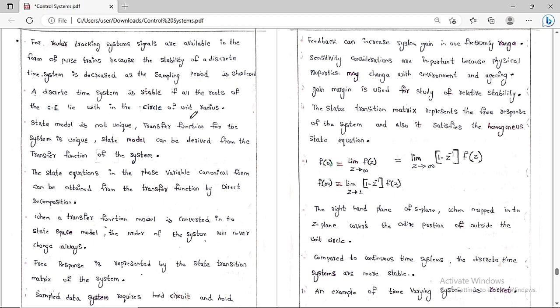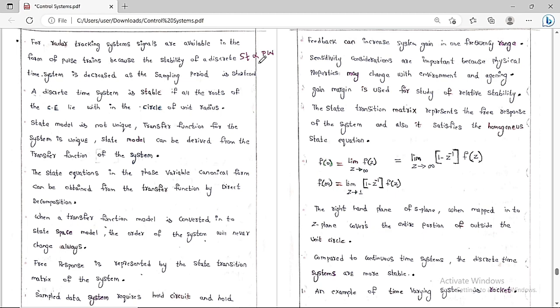The next point is, for radar tracking systems, signals are available in the form of pulse trains, because the stability of a discrete time system is decreased as the sampling period is shortened. So we can say stability is basically directly proportional to pulse width. PW means pulse width. As the pulse width decreases, the stability is also going to decrease. As the pulse width increases, the stability is also going to increase.